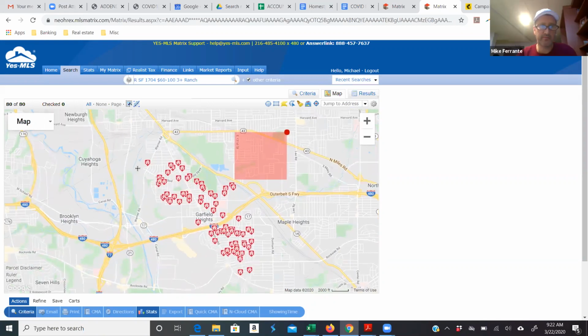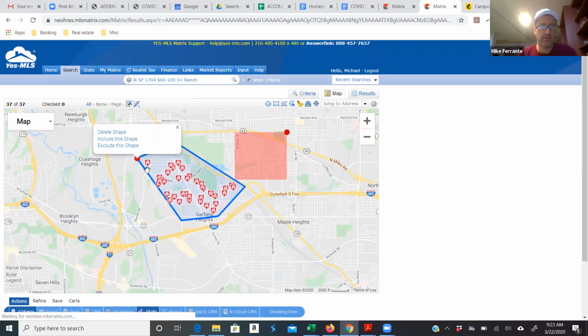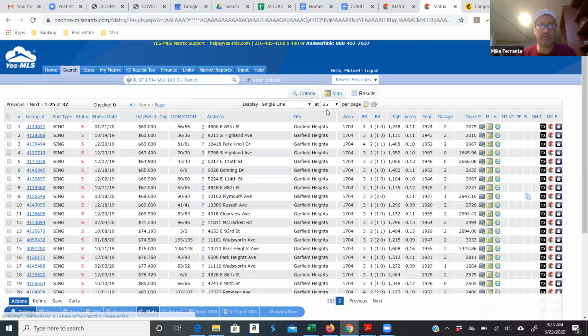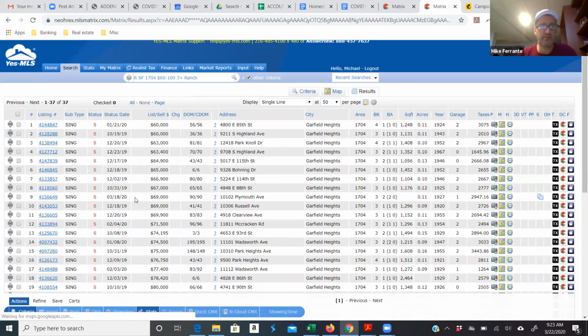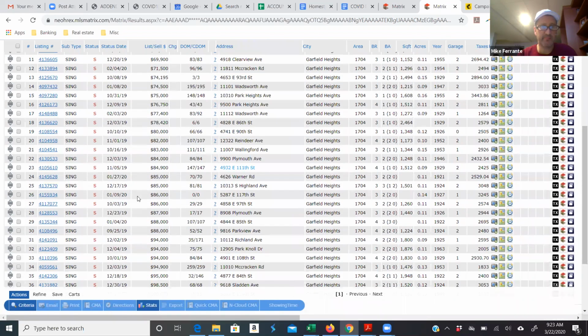So I'm going to just do the area we're talking about. I'm only going to go down to Libby here, I think. Okay, and now we've got it narrowed down to, looks like 37. That's not too bad. And plus, I want to see investment properties and owner occupied. And I'll usually start at one end or the other and just start looking at them.